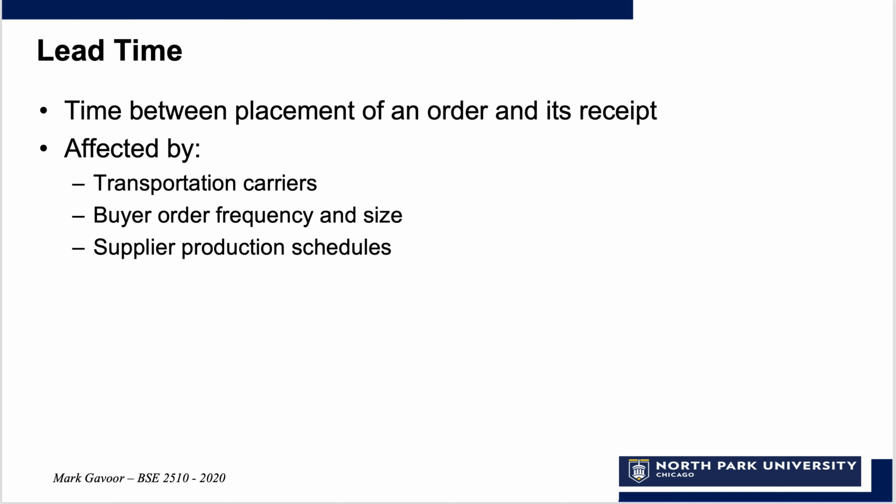So it's transportation carriers, buyer order frequency and size, supplier production schedules. Also, when I decide to produce a good, it takes me some time to get that good into production. Some things you can make instantaneously or almost instantaneously, but others take a fair amount of planning. So when the decision is I need to make some more of this product, what's the lead time? What's the average lead time between that and the start of production? So I've got to take that into account.